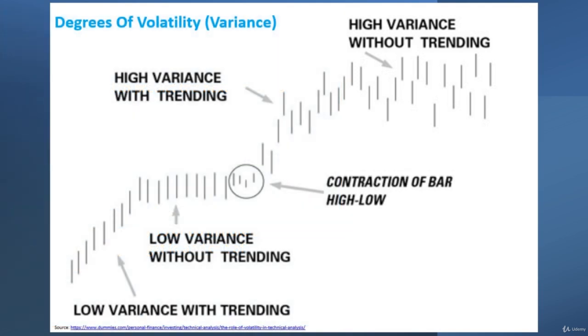So that's our matrix of the degrees of volatility or variance with and without trending. And you can get a feel for whether a reversal might be coming, or if there's a strong trend or a trend continuation, or maybe we're just going sideways here.